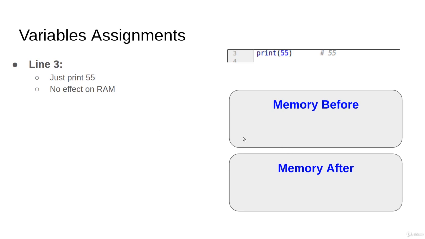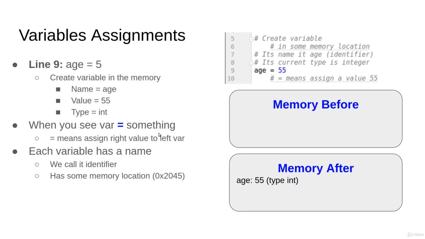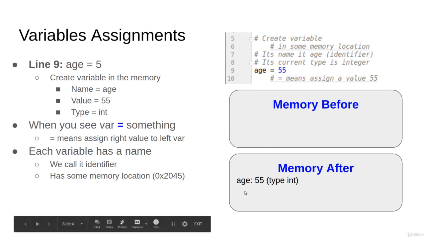So far so good. Moving to the second line of code. Here in line 9 we have age equal 55. So like last time, we say that the name of the variable, or the identifier of it, is age, and its value is 55. Clearly this is an integer. Now the memory is empty, but after this line of code, somewhere in the memory we will have a variable named age with value 55, and the type of it is integer.